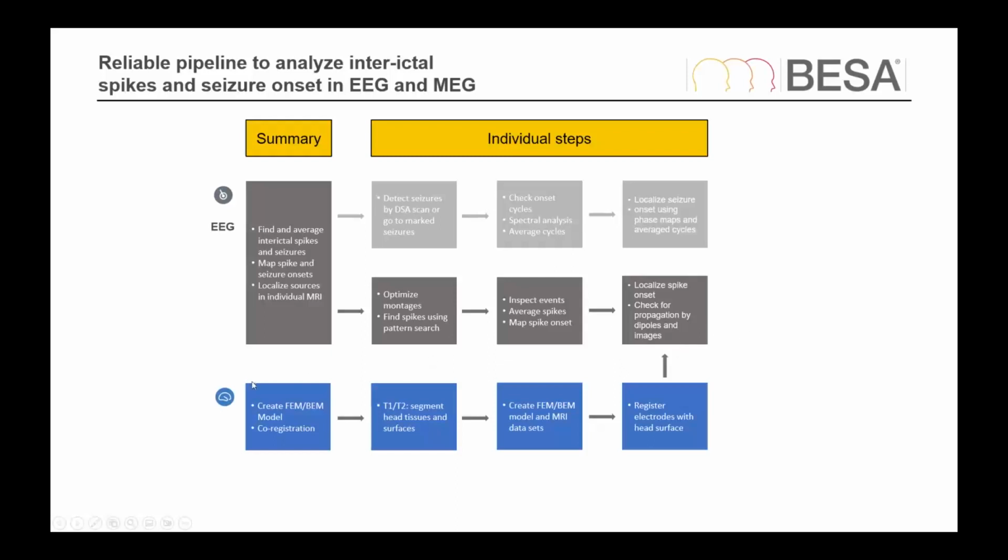So the thing that's also important for good results is to use the MRI. And here we need to create finite element and boundary element models and co-register. In order to get there, we need to first segment the head tissues, then create these models, and then do the co-registration. So today I will mainly focus on this part first. We're going to localize the spike onset first without co-registration, and then we're going to redo the steps going the full way with the MRI data and then compare the results.